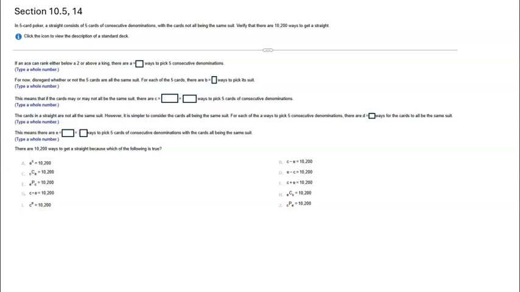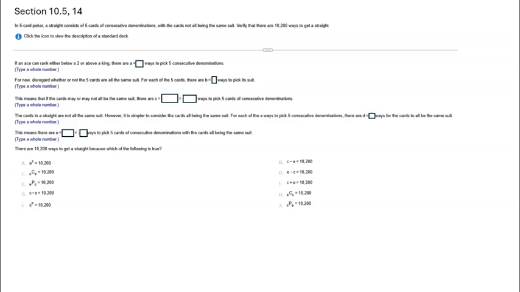Hey folks, I had a really good question about homework problems section 10.5, numbers 14 and 15, and they are both quite challenging. So just hang with me. I'll do my best to explain how to calculate the answer and how to answer their particular questions as well.